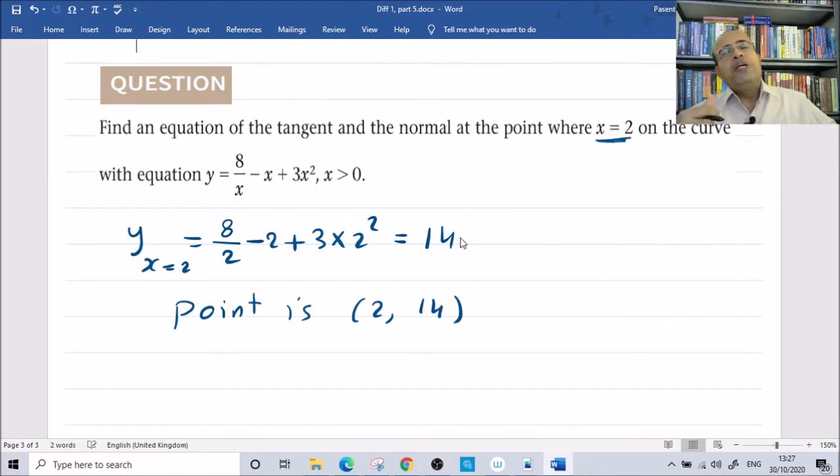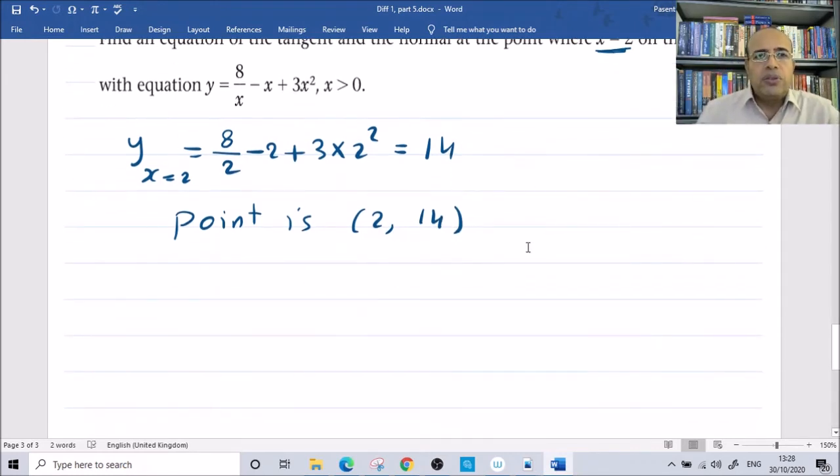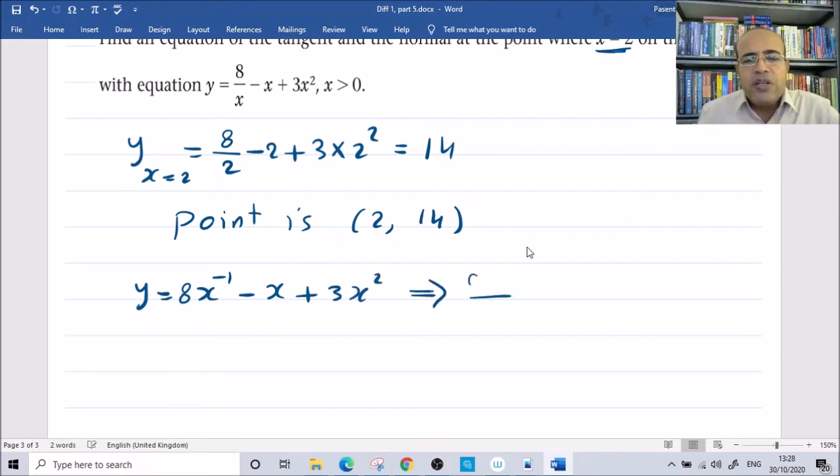Now, we need to get the gradient of tangent. So first we find dy by dx. But before getting dy by dx, we have to simplify. Write each term in standard form. So y equals, shift x upward, so it becomes 8x to the power negative 1 minus x plus 3x squared. From this step, we can get dy by dx, the differentiation, which is the gradient of tangent at any point.